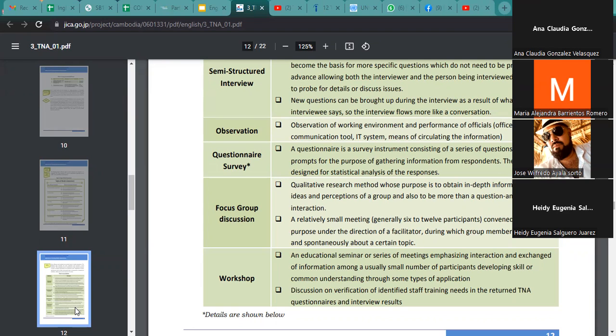Okay, teacher. Qualitative research method whose purpose is to obtain in-depth information on ideas and perception of a group, and also to be more than a question-answer interaction. A relatively small meeting, generally 6 to 12 participants, convened for a specific purpose under the direction of a facilitator, during which group members talk freely and spontaneously about a certain topic.